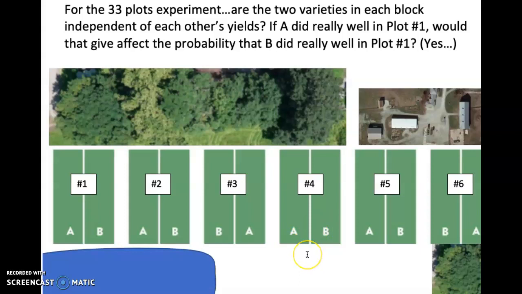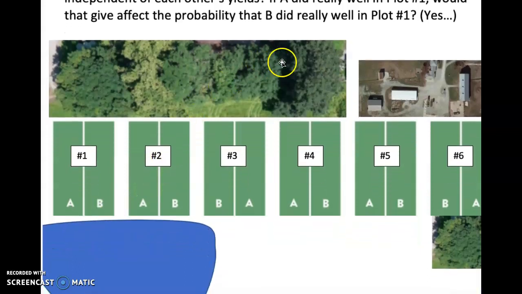But every plot was divided in half, and some of you were commenting on, well, if you knew where one went, you would automatically know where the other one went. But that's not really what we're investigating. We're investigating the yields. So really you have to ask yourself, if knowing that, let's say, corn A did better in plot 1, is that going to give you any information of how the other variety did? Well, when you think about things like, there might be trees on one side, there might be a lake on one side, there could be a farm along one side.